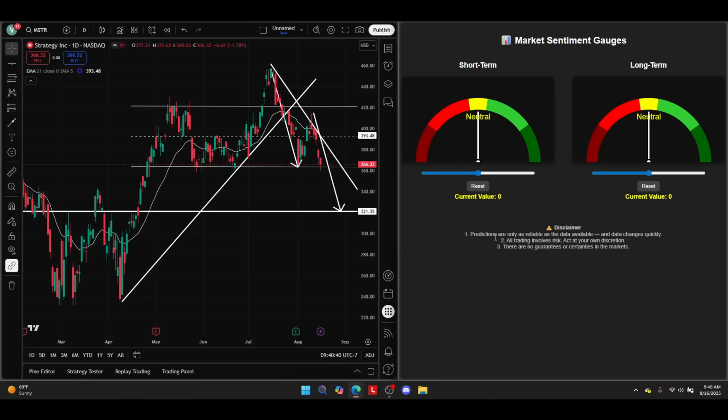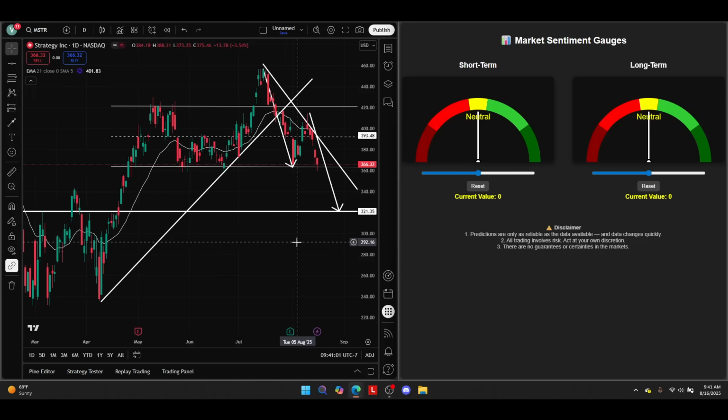There's also a disclaimer on the bottom. Number one, predictions are only as reliable as the data available, and data changes quickly. So obviously, for example, if we crash down to 320 and you're expecting a bounce, you need to change your prediction. All trading involves risk. Act at your own discretion. There are no guarantees or certainties in the market. So with that out of the way, let's begin the analysis.